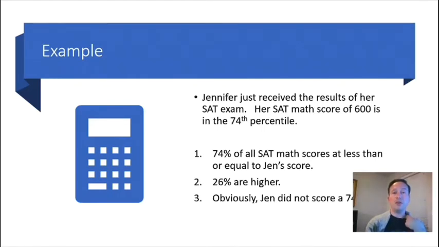And of course, the third thing that we just say here is that we know that our score is 600. So obviously, a 74th percentile is not a score of 74. It's a rank. It's a ranking.